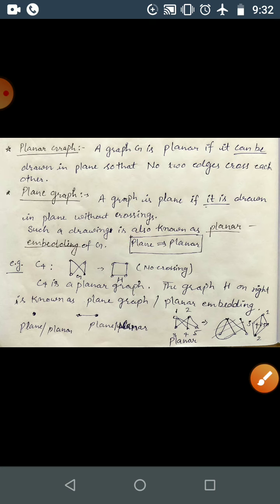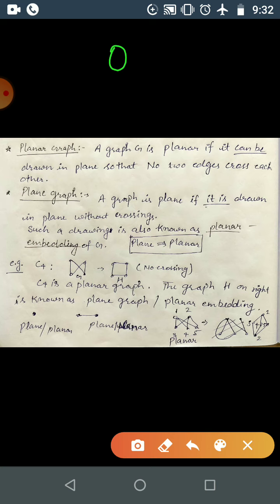Okay, what about the trivial graph? Planar, obviously yes. We have one vertex, no edge, so we cannot talk about crossing of edges. What about K2, or P2? It has only one edge, so no other edge to cross with. So this is plane as well as planar. So K1 is also plane as well as planar.